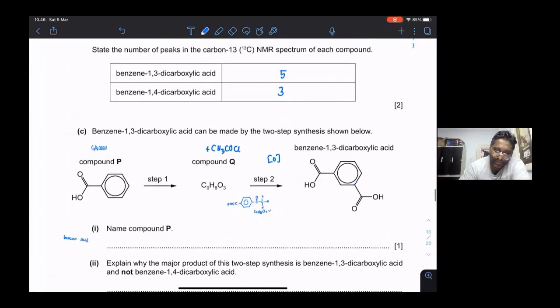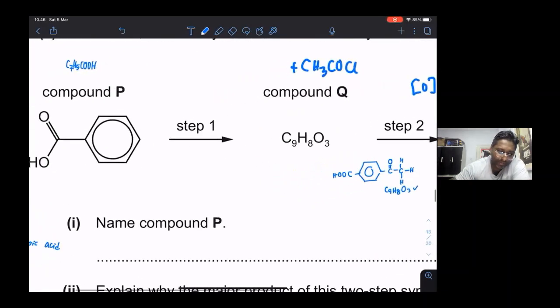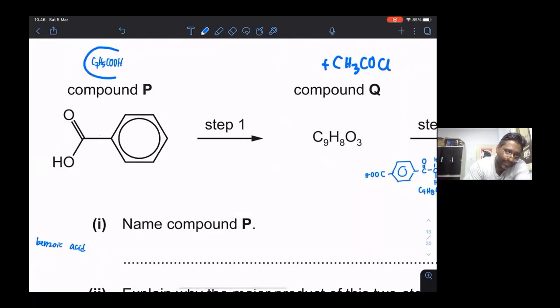Now, benzene 1,3-dicarboxylic acid can be made by the 2-step synthesis shown below. So they have 2 steps. Step number 1: I wrote down already the molecular formula C7. This one you can get quite fast also. I told you 1 is substituted, so it's going to be C6H5, and then this is going to be COOH.